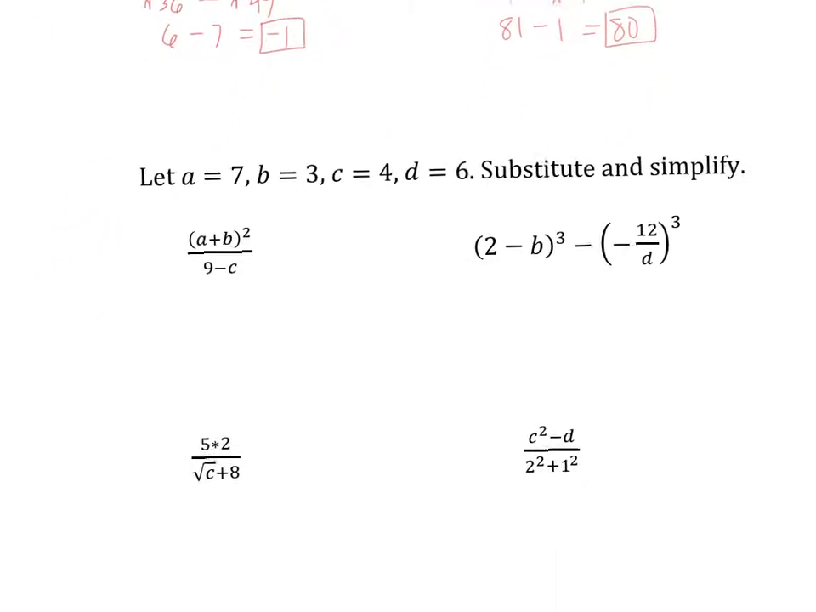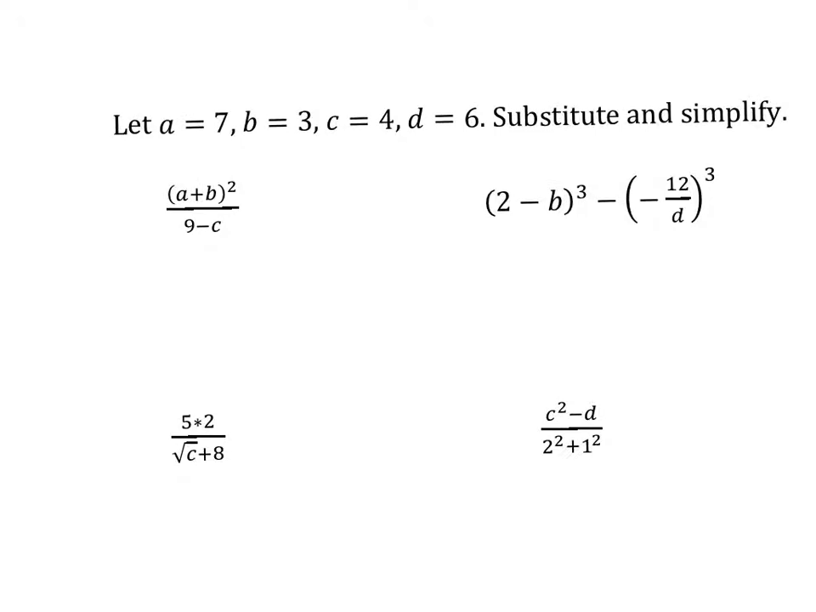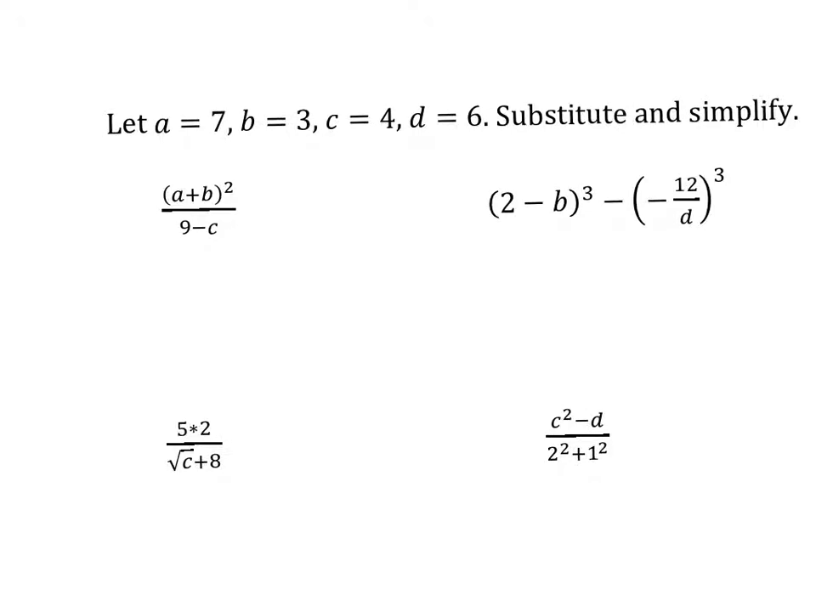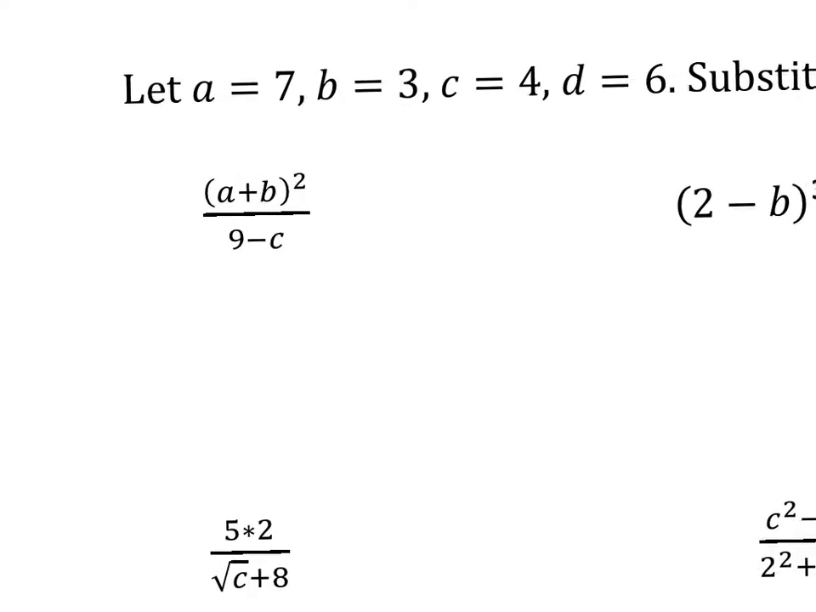Now in this case, we are going to substitute and simplify some of these expressions. So we are going to look at our first one, and we're going to let A equal 7, B equal 3, and C equal 4. And we don't have a D in this first one. Okay, so A is 7, so we substitute 7 in for A, plus B, which is 3, so we substitute 3 in for B, square that, and then divide that by 9, minus, we substitute 4 in for C, so 9 minus 4.